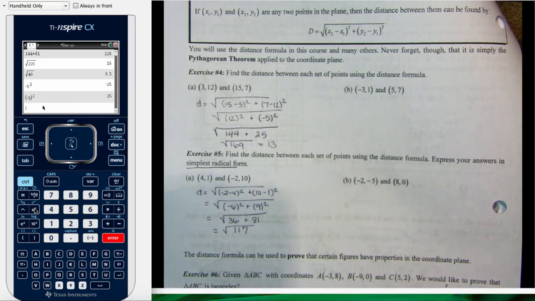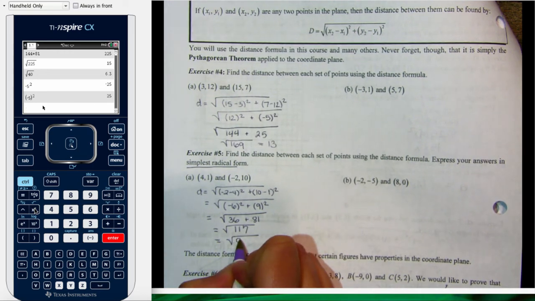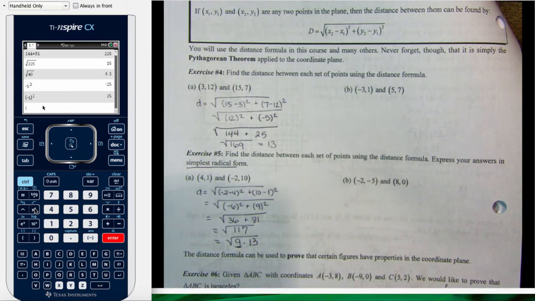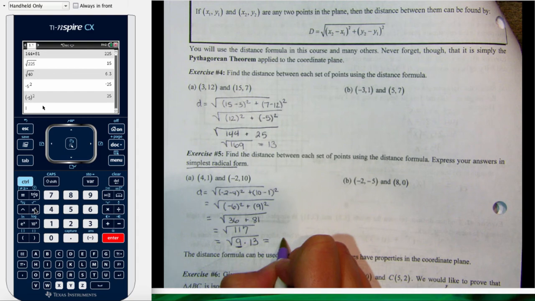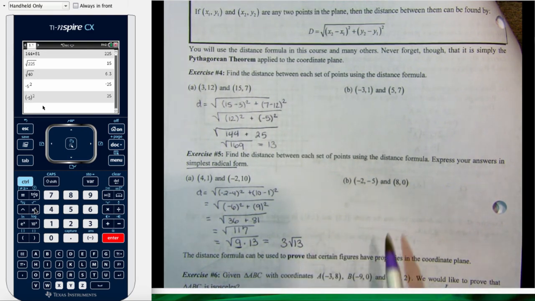So now what we're trying to do is find two numbers that we can multiply together to give us the square root of 117. And so we can rewrite this as 9 times 13. 9 is our perfect square, so the square root of 9 is 3. So this becomes 3 times the square root of 13. All right, so again, go ahead and see if you can try letter B on your own. Make sure that you simplify your answer to simplest radical form in the end.